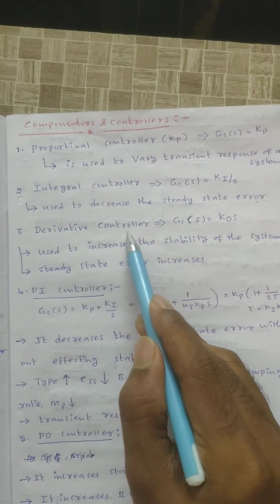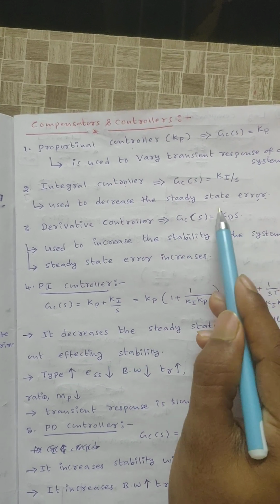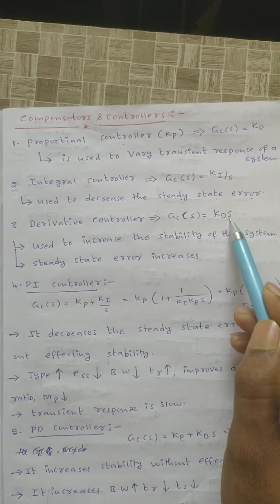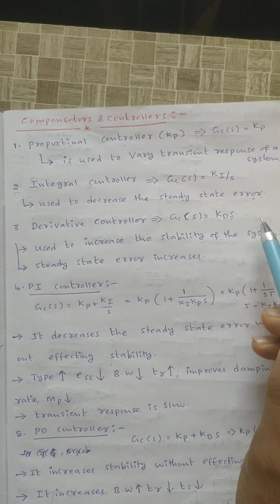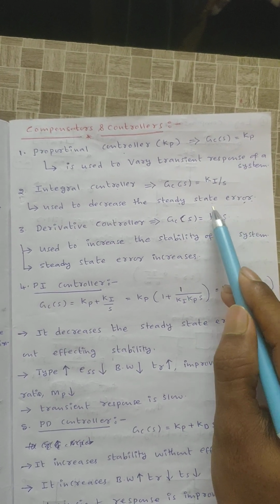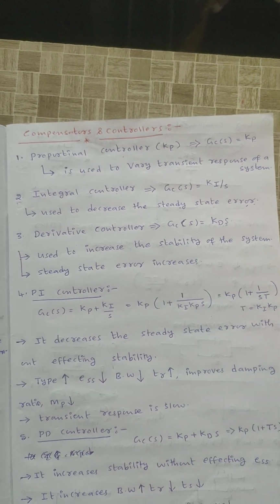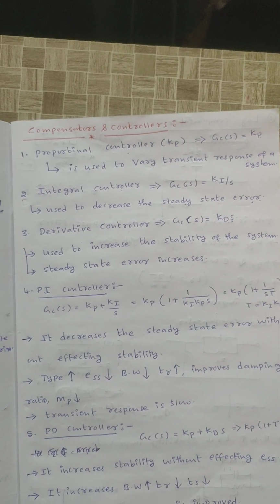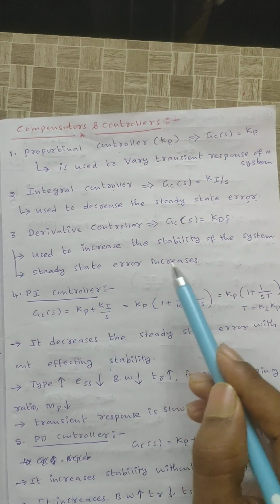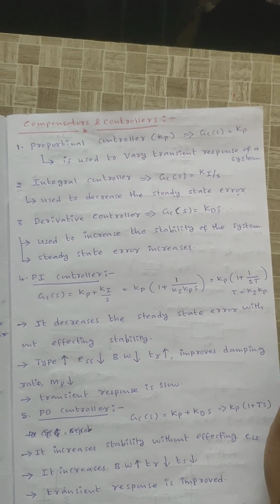Next, the derivative controller. gc of s is nothing but kd into s. That means this s is on the numerator side, so a zero is added. Poles and zeros you already know, right? A zero is added to the open loop transfer function. When a zero is added to the open loop transfer function, it increases the stability of the system. Here stability increases, but steady state error also increases. That is about the derivative controller.